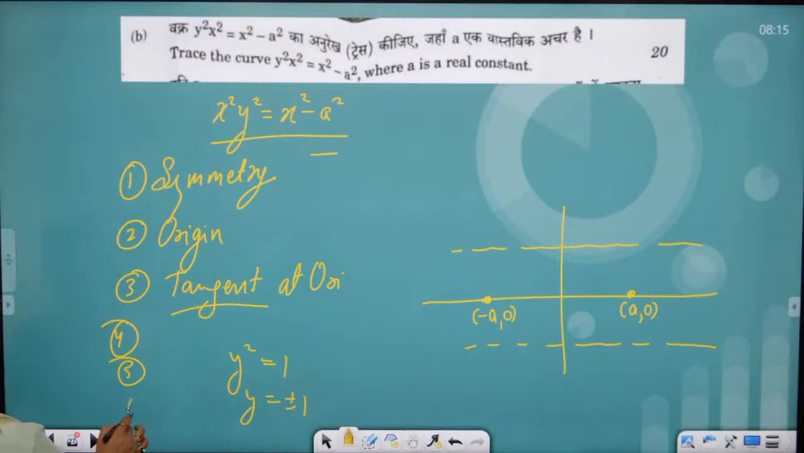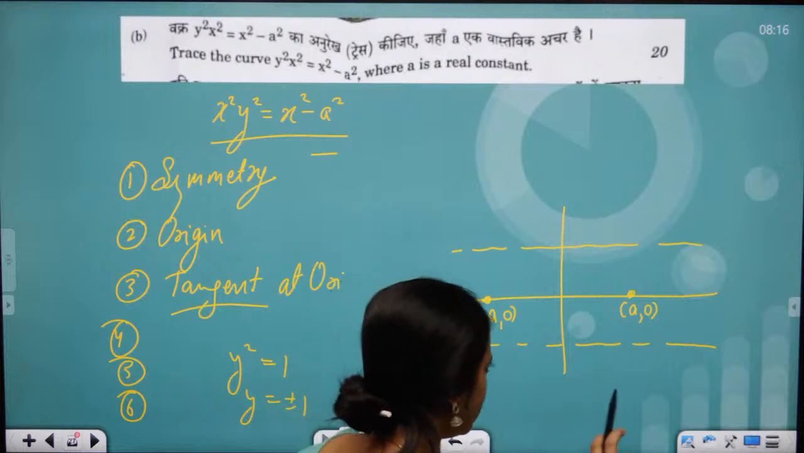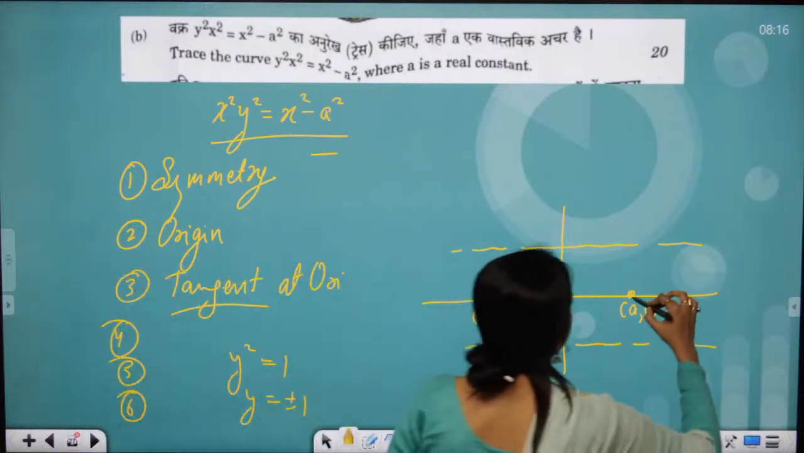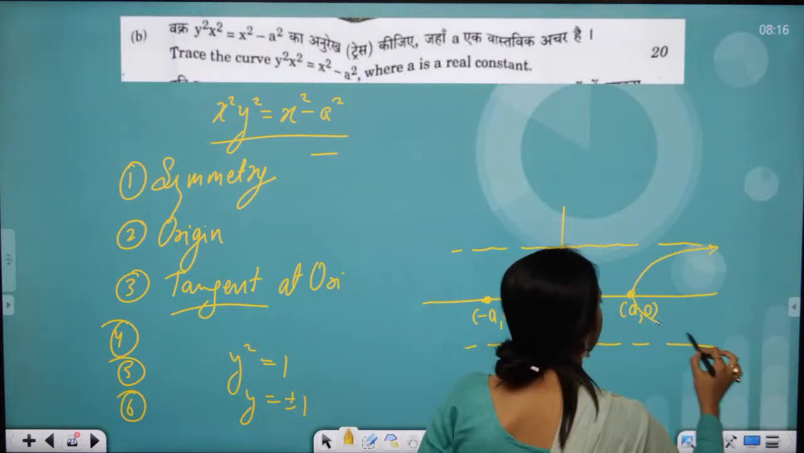Now there is a 6th point also, existence of the region. Please do work on that also, write a few points that yes, it does not exist in this region, right. So the nature of the curve was like that, okay. So same like this.